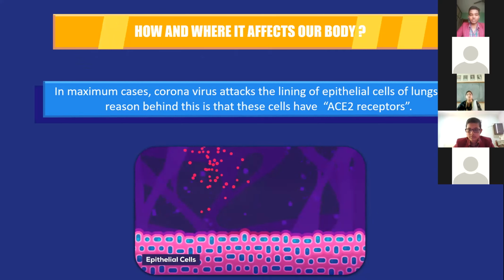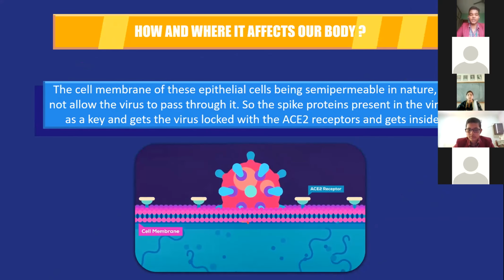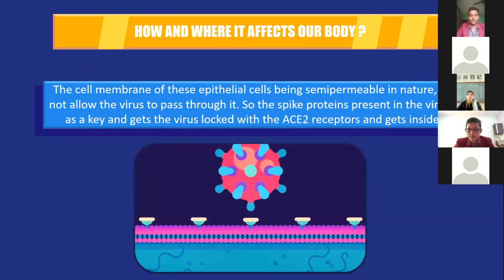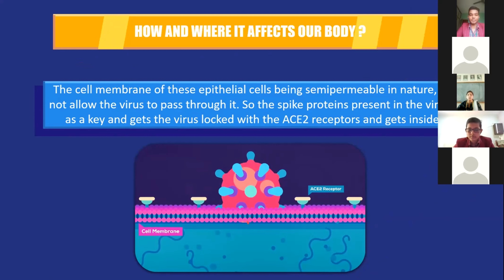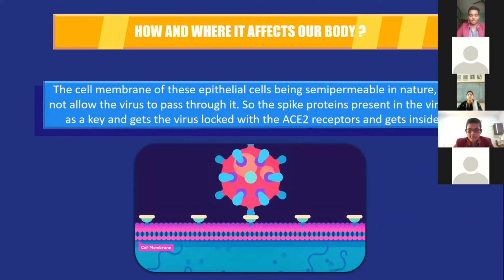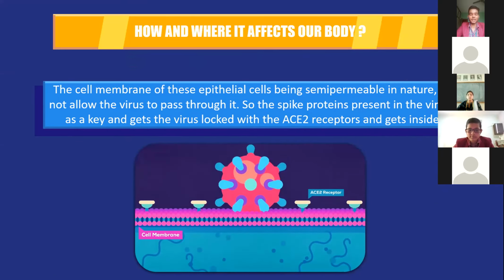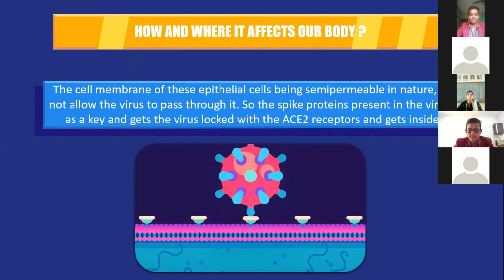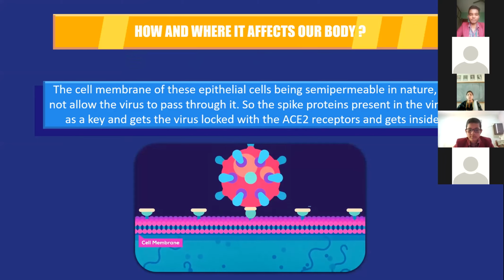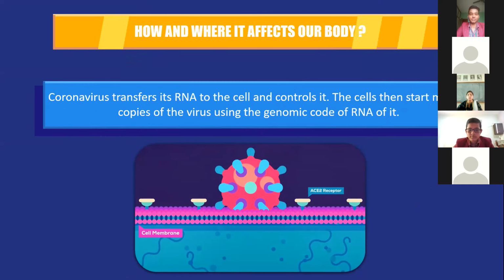ACE2 receptors are thorn-like structures present on the plasma membrane of epithelial cells, which help in the protection of these cells. Now, the membrane of the epithelial cells is semi-permeable in nature, so the virus isn't allowed to go inside on its own. So the virus has to do something here. What the virus does is it connects its spike protein with the ACE2 receptor of the epithelial cells and enters into them. Then the virus releases its RNA inside the cell, taking full control of it.